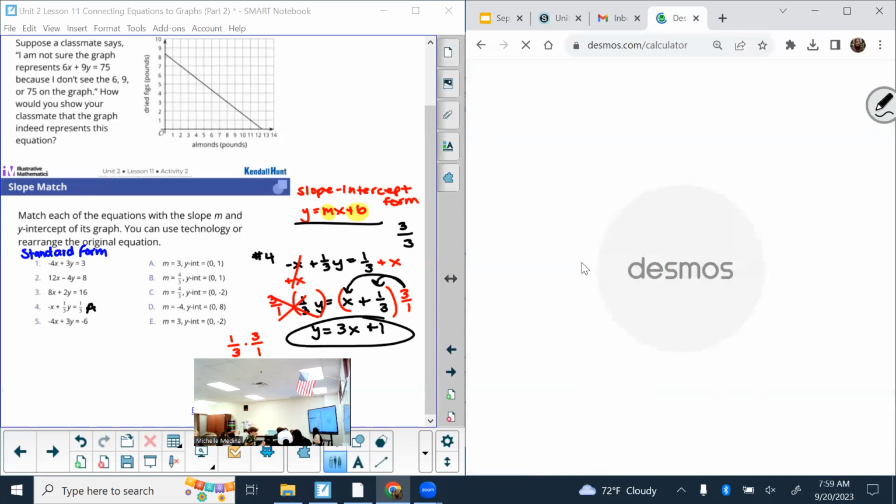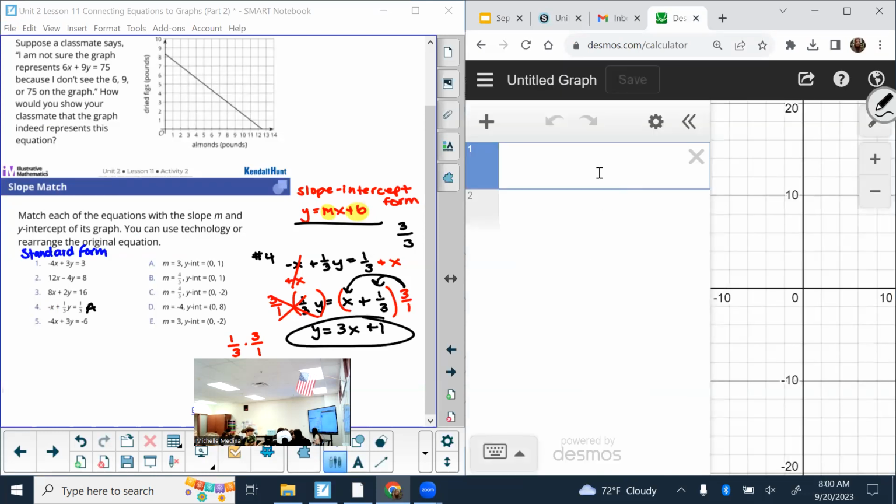All right. I've shown you how to graph with Desmos. Listen, children. I've shown you how to graph with Desmos. Here's a reminder. Desmos only reads X's and Y's.